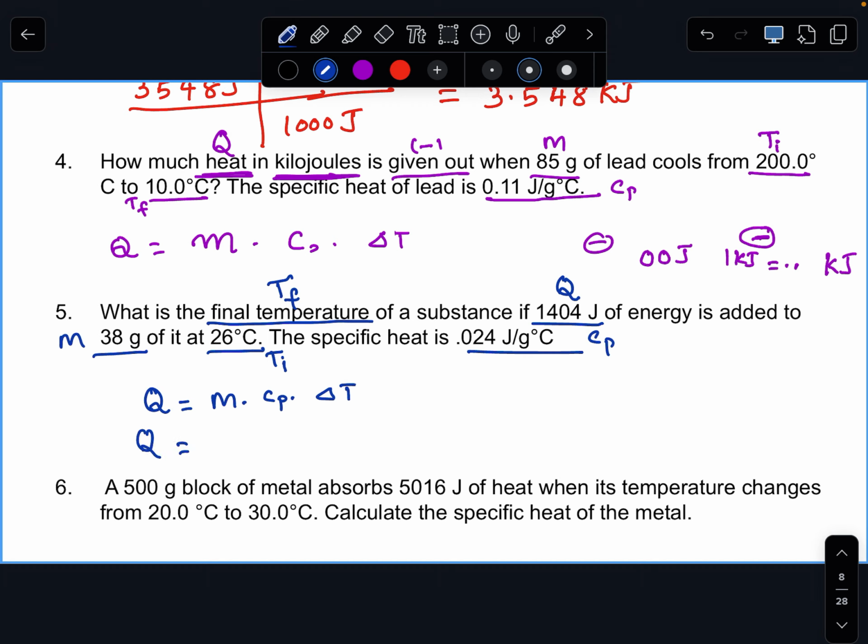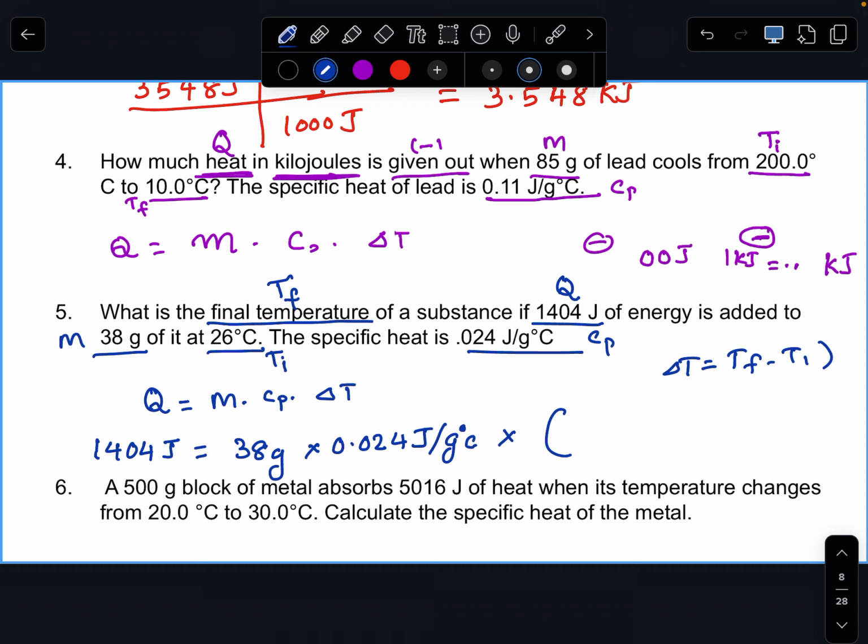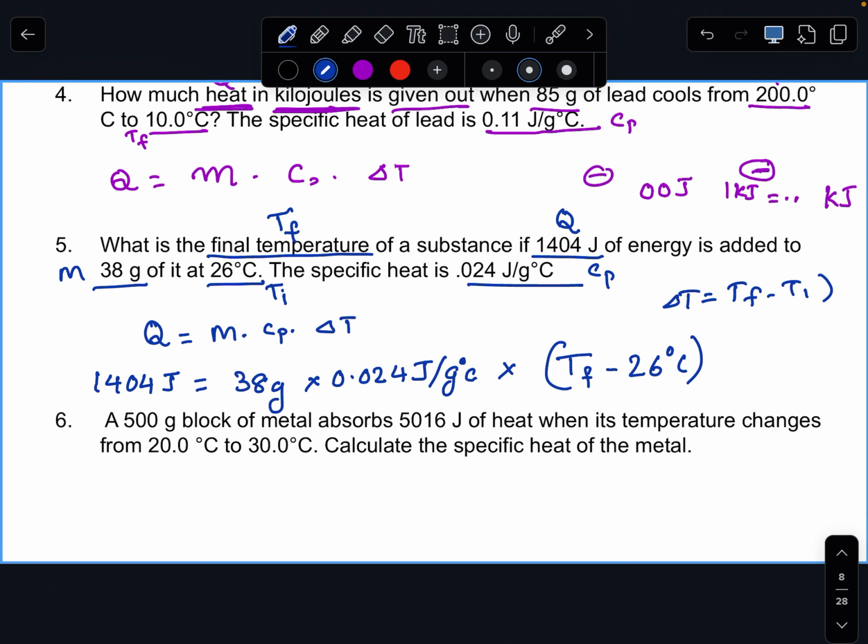Q is equal to M. We know Q, so let's substitute that also. So Q is 1404 joules, and mass is 38 gram times 0.024 joule per gram degree Celsius, and delta T. We know the equation, delta T is equal to T final minus T initial. T final we don't know, just write TF minus Ti is 26 degrees Celsius. You can do this in multiple steps if you want. If you are struggling with algebra, do it that way. Find the delta T, then do it.